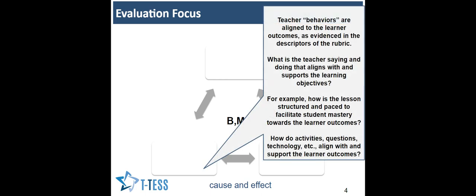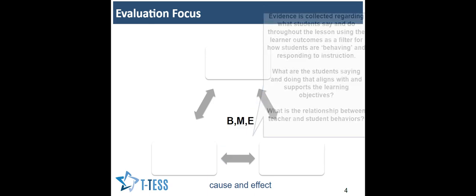Next, I'm collecting evidence regarding the teacher behavior and how they are aligned to the learner outcomes. What is the teacher saying and doing that aligns with and supports the learning objectives? For example, how is a lesson structured and paced to facilitate student mastery toward the learner outcomes? How do questions and technology, etc., align with the learner outcomes?